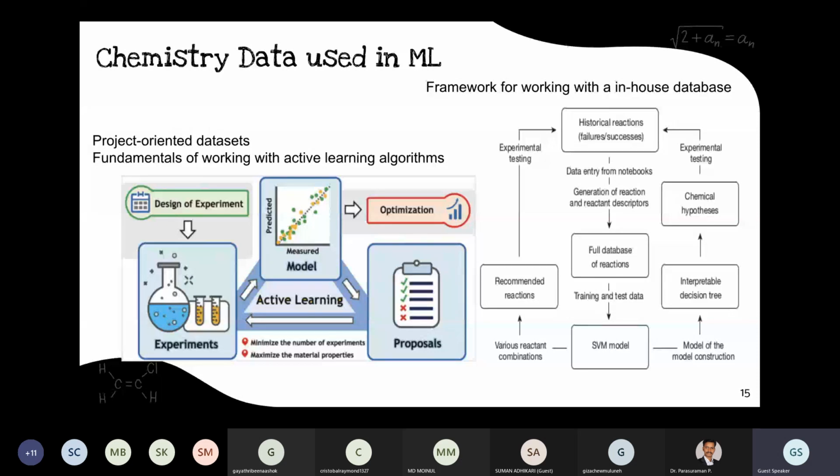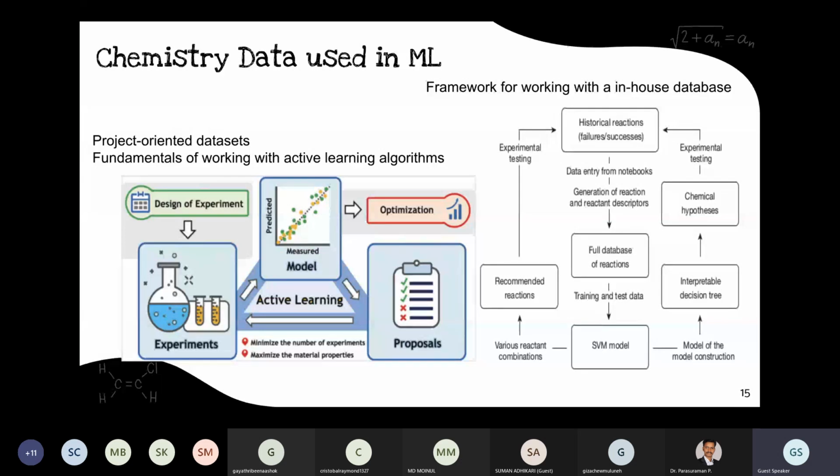As I told you yesterday, yes or no, true or false, win or fail, like that. So we can go to SVM models and look at various reactant combinations, and the constructions can be built up. Then we can further test and optimize it, and the model will be able to tell you whether this reaction is going to be successful or a failure. So that is the level. It is really working actually.